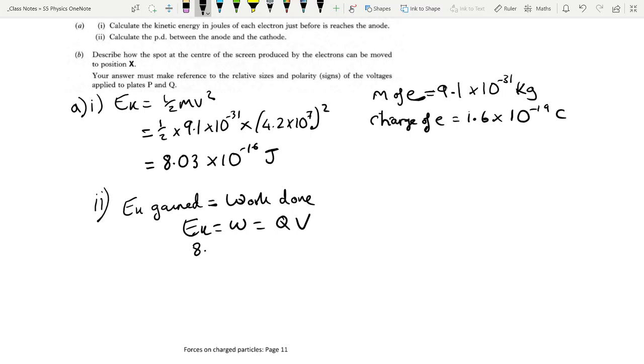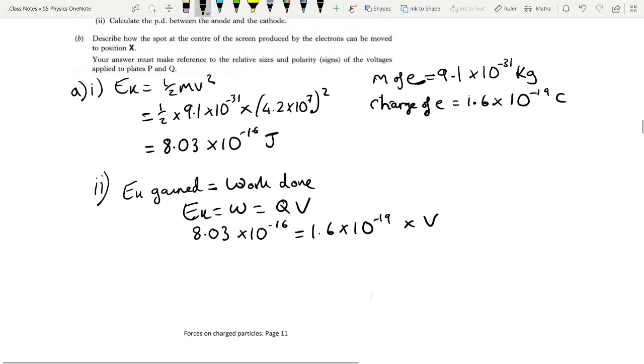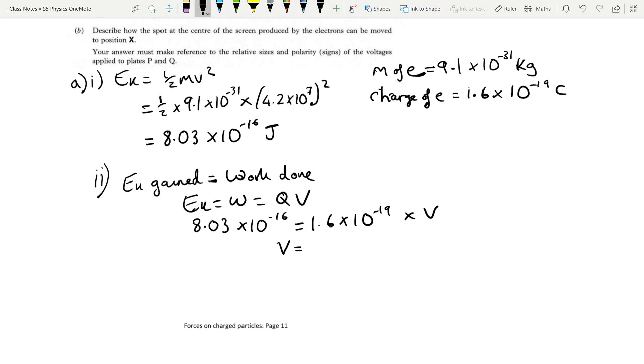So EK from part 1, 8.03 times 10 to the minus 16, equals Q, it's an electron, so it's the charge on an electron, times the voltage. And you should end up with a voltage of 5,000 volts, sorry, it's 5,019 volts, so 5 kilovolts. So again, if you think that the question hasn't given you enough information to work it out, chances are you need to go to the data sheet and find the things. Okay.